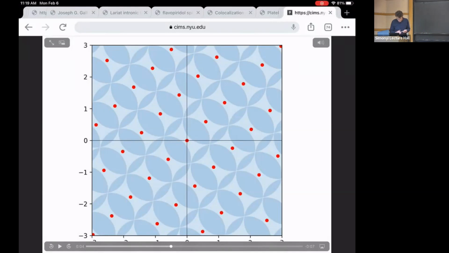One more comment I want to mention is that everything here is dilation and scale invariant. If I replace the lattice by 2 times the lattice, dilating by a factor of 2, nothing changes. It's really a question about the convex body versus the lattice.